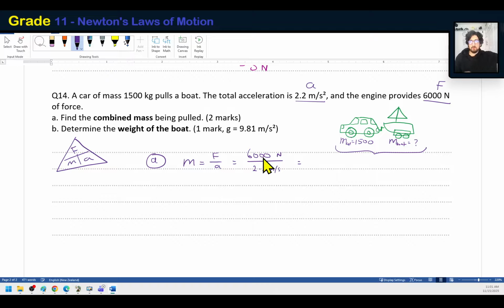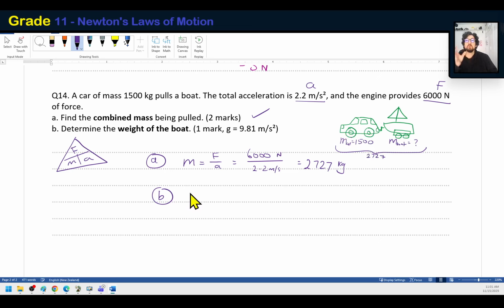My calculator. 6,000 divided by 2.2, which is 2,727 kg. Don't forget the unit. That is the combined mass. So we've just found that. Now part B, so I can write this here, 2727. So that's for both the car and the boat. Okay, so now part B says, what is the weight of the boat?